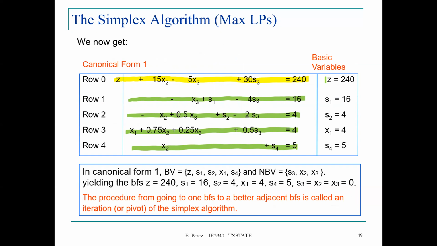At this point, these are our basic variables, and these are the values for our basic variables. So in canonical form 1, the basic variables are z, s1, s2, x1, and s4, and the non-basic variables are s3, x2, and x3, yielding the basic feasible solution z equals 240, s1 equals 16, s2 equals 4, x1 equals 4, s4 equals 5, and s3, x2, and x3 equal to 0. The procedure from going to one basic feasible solution to a better adjacent basic feasible solution is called an iteration of the simplex algorithm. And that's what we just completed, the first iteration.